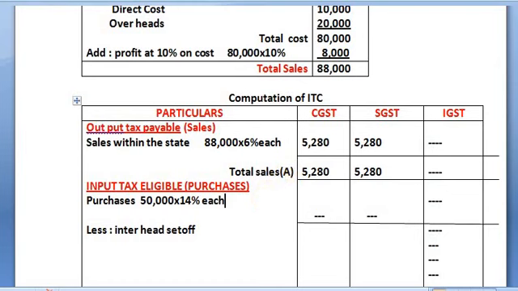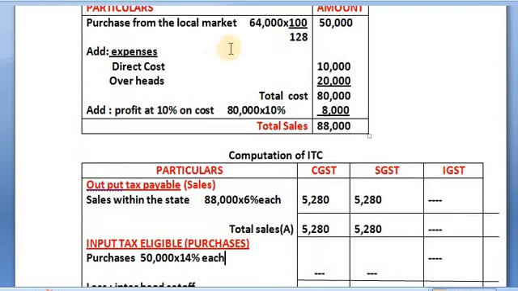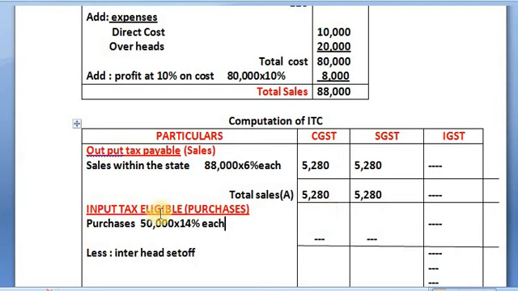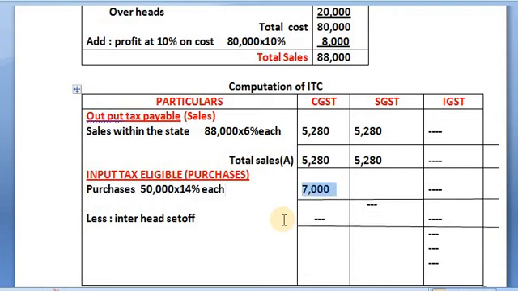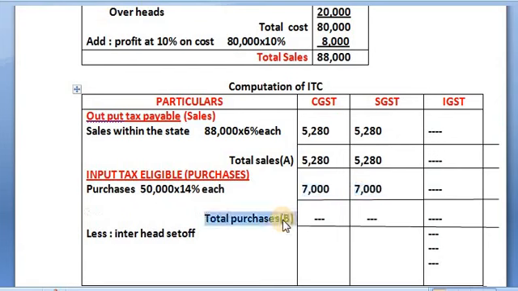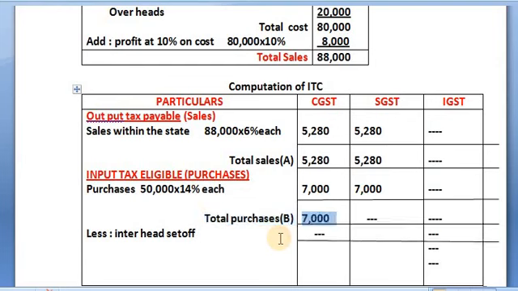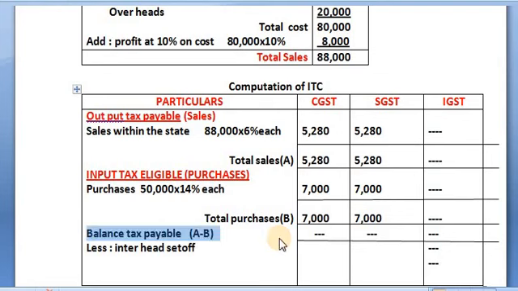See, purchases, they have given purchase from the local market 64,000. But the exclusive amount is what we should take. Exclusive only should be considered. So when it comes with that, exclusive will be 50,000. 50,000 into 14% each. Already 28% they have given, so we have taken 14%. Taking 14% each, we have taken 7,000 for CGST and SGST, and there is only one purchase. So take the total purchases. You will be getting 7,000.